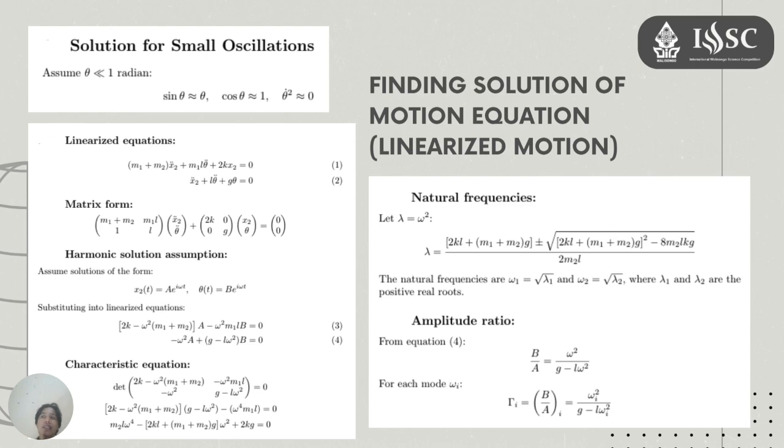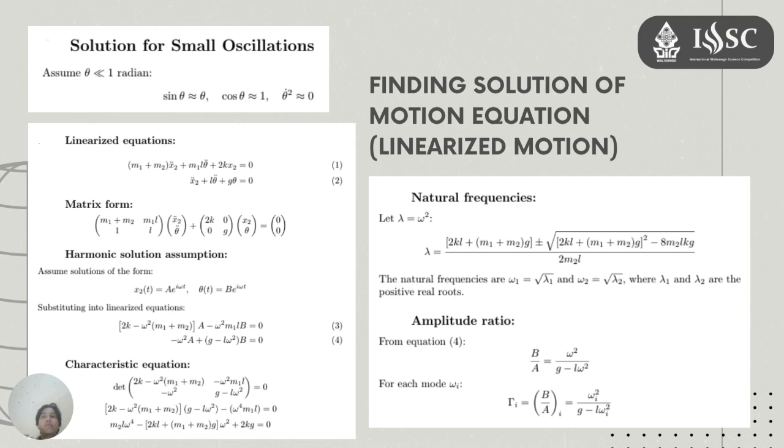Also, we apply the Taylor series, so sin theta is proportional to theta, cos theta is proportional to 1, and theta dot squared is proportional to 0. We linearize the equations that have been found before for x and theta as equations 1 and 2. We put them in matrix form as shown below, and we assume a solution of harmonic oscillation form: x2 with respect to time is equal to A e^(i omega t), and we do the same for theta with respect to time. We substitute it into linearized equations 1 and 2, and we have equations number 3 and 4.